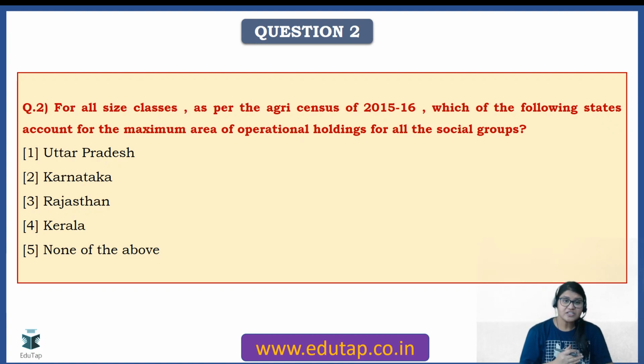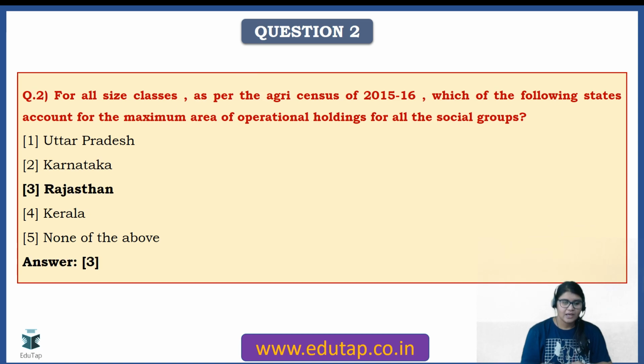So the previous question and this one is the same except for one major difference. There it was number, here it is area of operational holding. This is very important. As I told you, two parameters. The answer for this particular question, friends, it is Rajasthan. So keep this particular answer in mind.